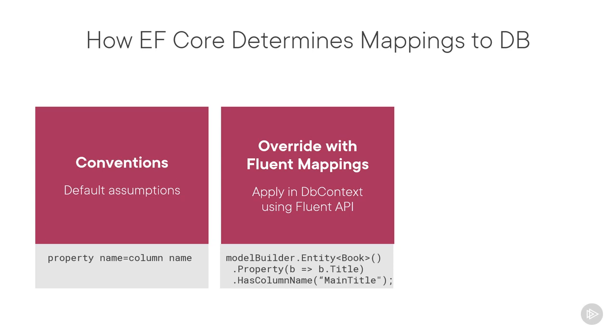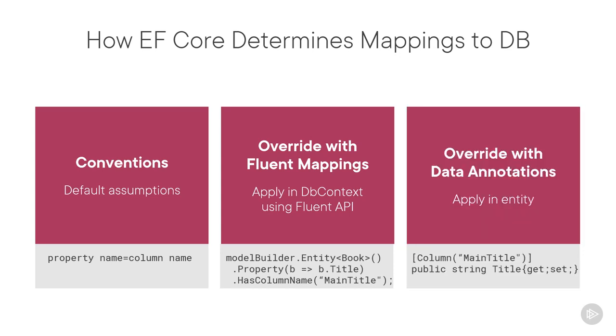There are a lot of conventions and a lot of ways to override them. Another path for overriding conventions is using data annotations. These get applied directly in your business classes, and the mappings you can achieve with these are much more limited than what you have access to with the Fluent API. I've always preferred to use the Fluent API over the data annotations, and that's what I'll be using in this course.